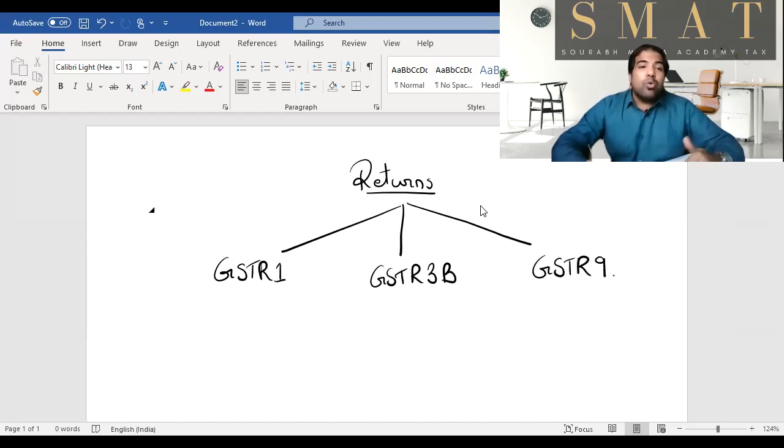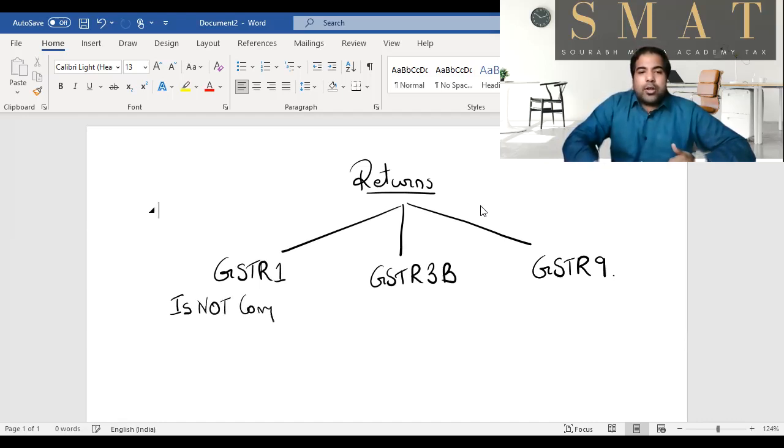Guys, people know who file these returns, but do you know who does not file these returns? Unfortunately, a lot of respect for the ICAI module, but it's given in a very confusing manner there, and every other book is also confusing. I'm going to simplify this for you in the next 2 minutes. Guys, GSTR 1, GSTR 3B and GSTR 9, who does not have to file it, is given by the shortcut called INOTC, "is not compulsory." So these people, it is not compulsory for them to file these returns.